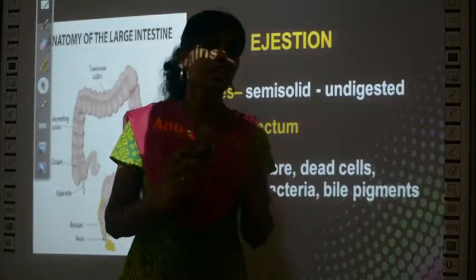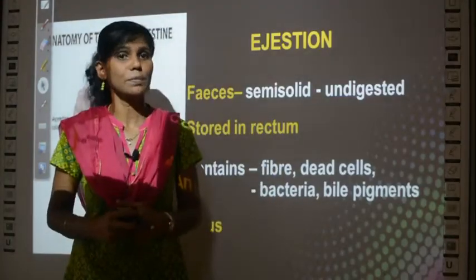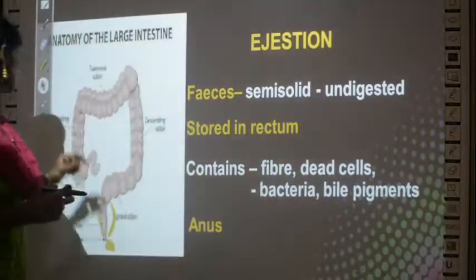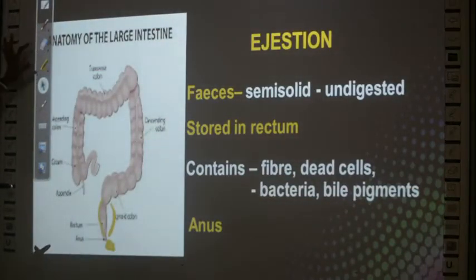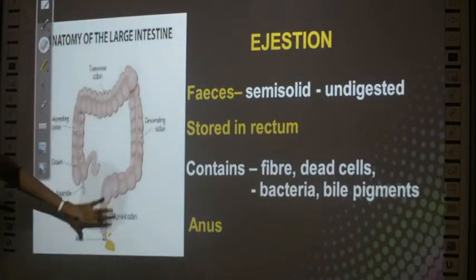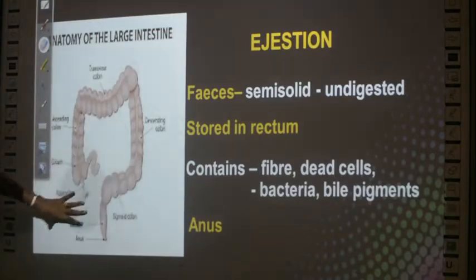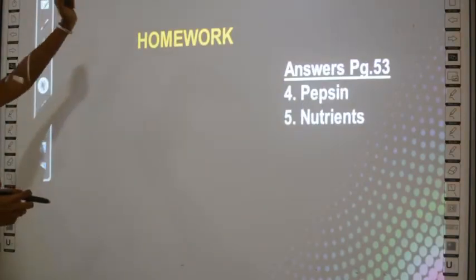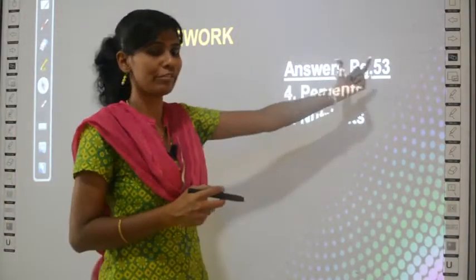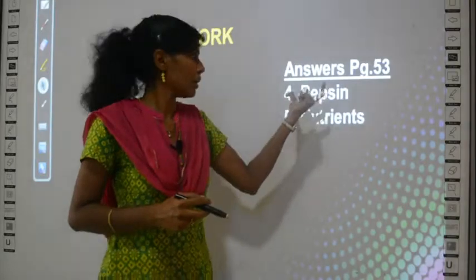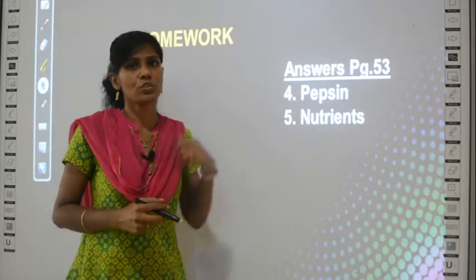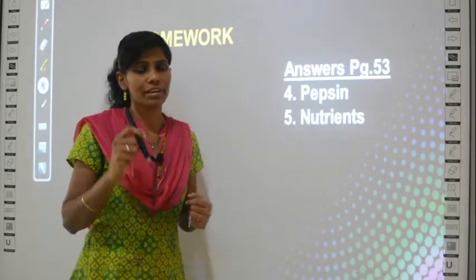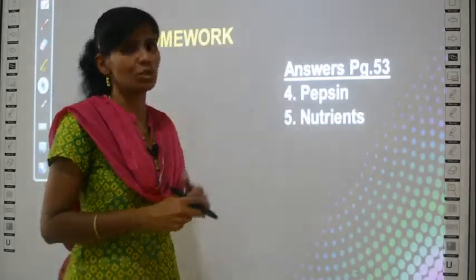So these are all the 5 steps of nutrition we have learnt in detail. Next we will come to the homework part. The answers for your previous homework, page number 53 in your biology book: number 4 is pepsin and number 5 is nutrients. If you have written wrong answers, please correct them.